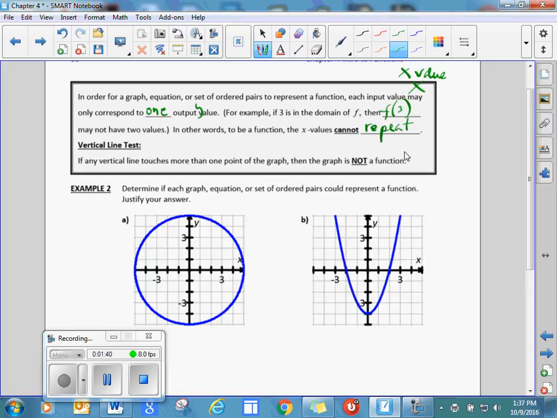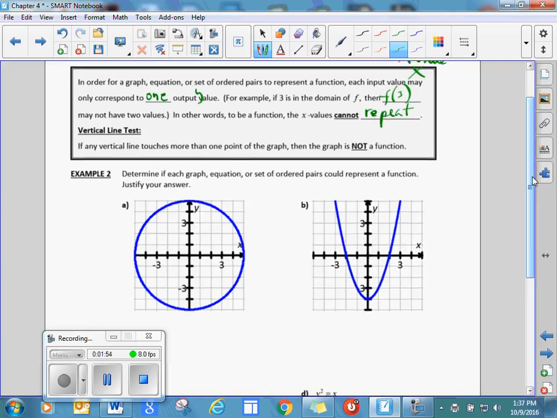Another way that we can tell by looking at a graph whether it's a function or not is what's called the vertical line test. That is taking a vertical line and placing it anywhere in your graph and having it intersect in more than one point. If that's the case, then you don't have a function, because you have an x value that has two y values associated with it.